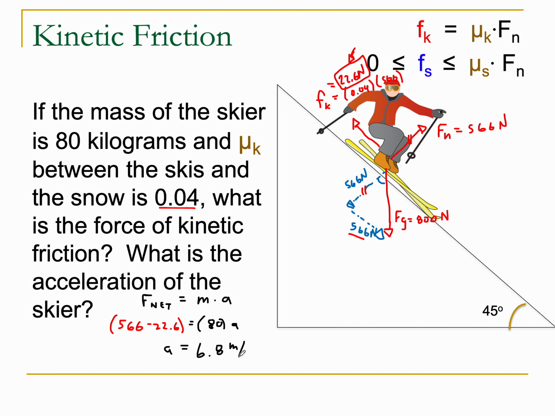That is a fairly large acceleration. That means for every second this skier is going down the slope, if they don't slow down, they're going to gain 6.8 meters per second. They'd be going pretty fast really quickly. So that's our second answer on this one.